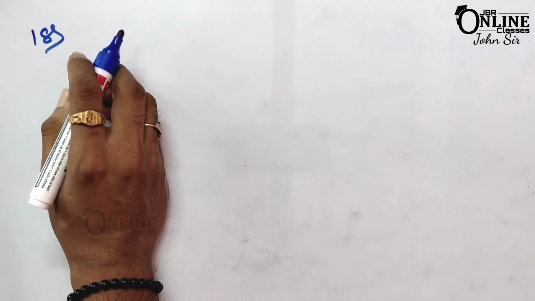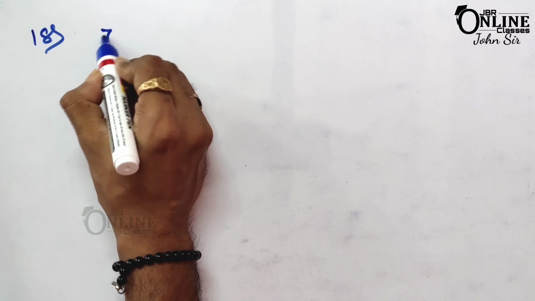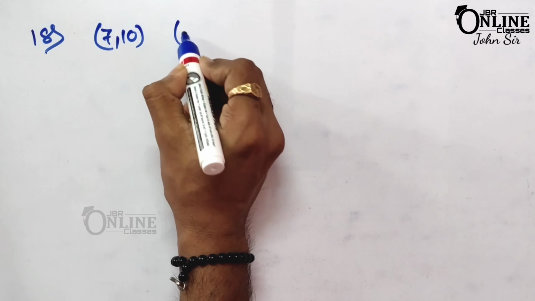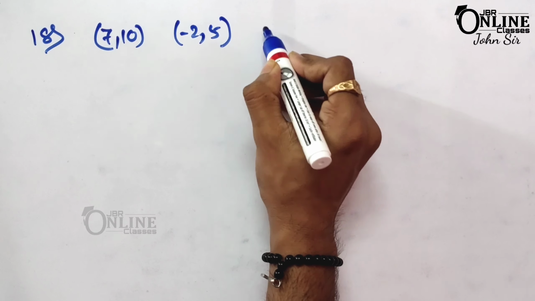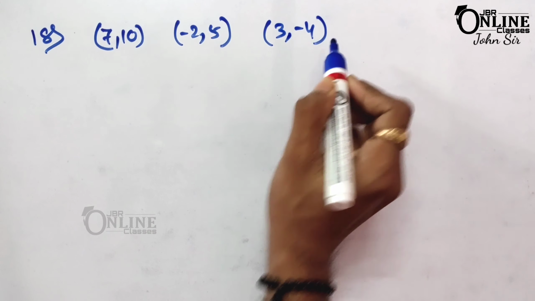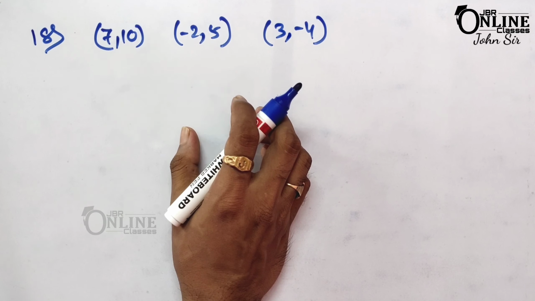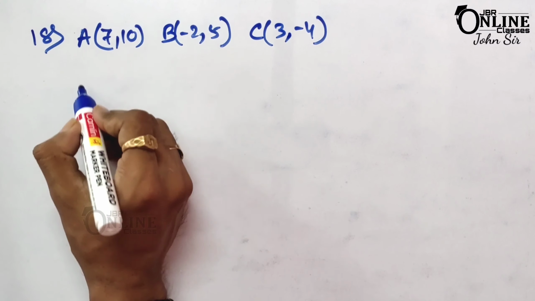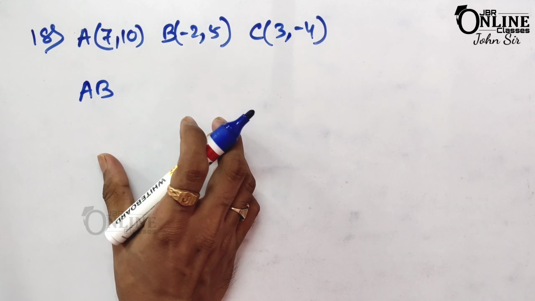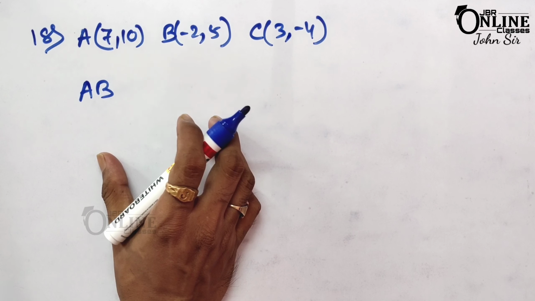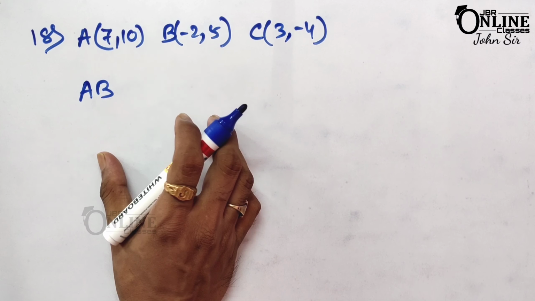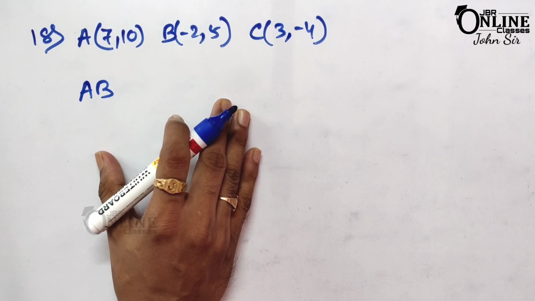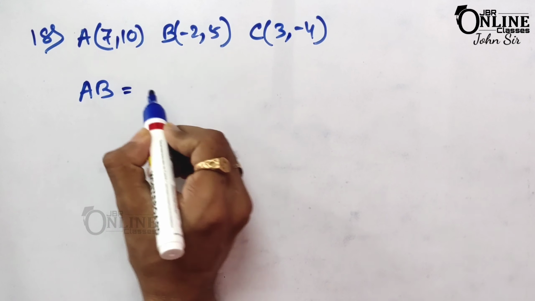Now sum number 18. Show that the points 7, 10, then minus 2, 5 and the third one 3, minus 4 are the vertices of an isosceles triangle. Suppose this one ABC. So isosceles triangles means any two sides will be equal, and to prove it's a right angle triangle you have to prove the Pythagoras theorem. So first find out here AB.